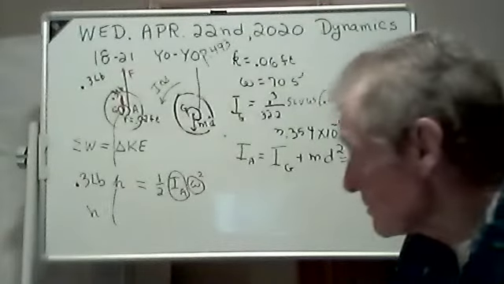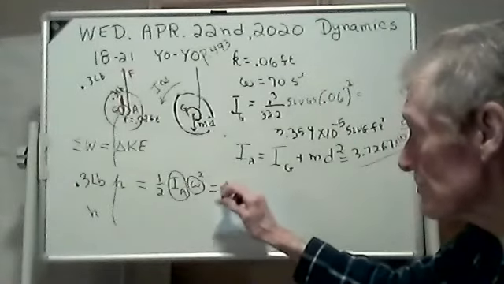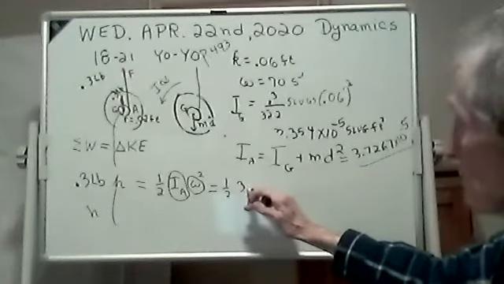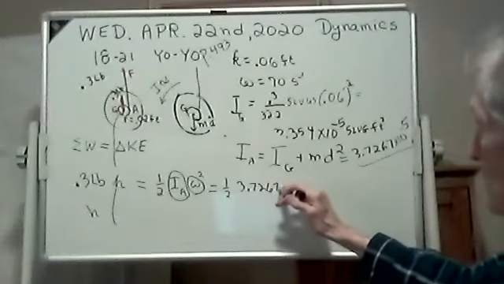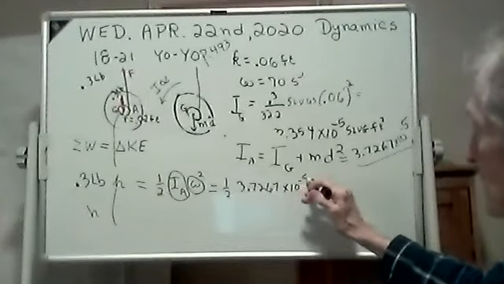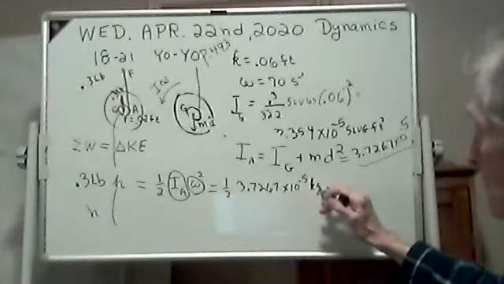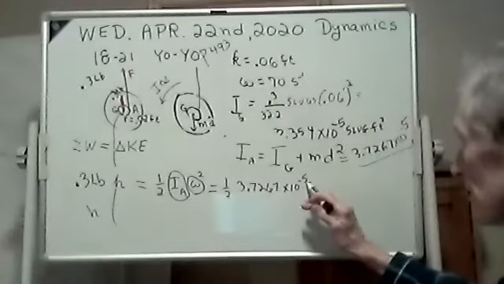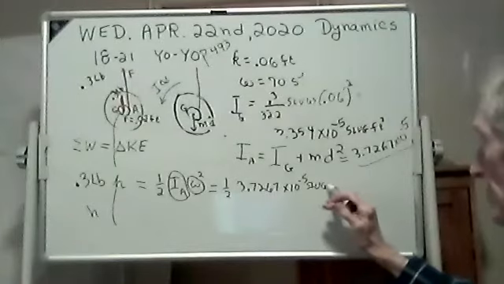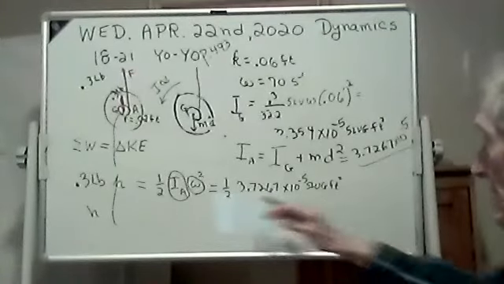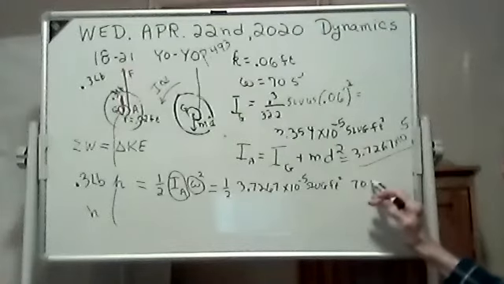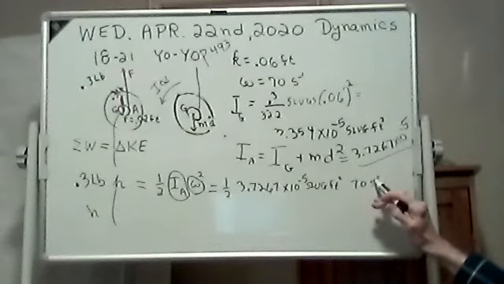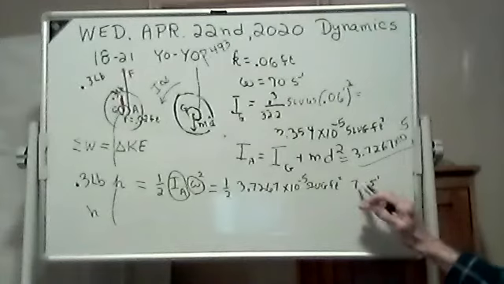Oh, look, here's an equation with one unknown. We can do this. So here, let me write this down. This will be 1/2 times 3.72 blah, blah, blah slug feet squared times, they said it's 70. I'm just doing what they say. They say it's 70 radians per second squared.